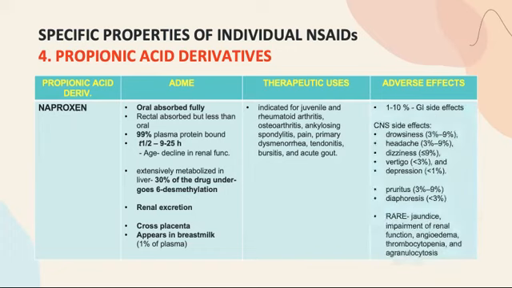1 to 10% of patients taking naproxen experience GI adverse effects that include heartburn, abdominal pain, constipation, diarrhea, nausea, dyspepsia, and stomatitis. Adverse effects with naproxen occur at approximately the same frequency as with indomethacin and other NSAIDs. CNS side effects include drowsiness, headache, dizziness, vertigo, and depression. Other common reactions include pruritus and diaphoresis. Rare instances of jaundice, impairment of renal function, angioedema, thrombocytopenia, and granulocytosis have been reported.